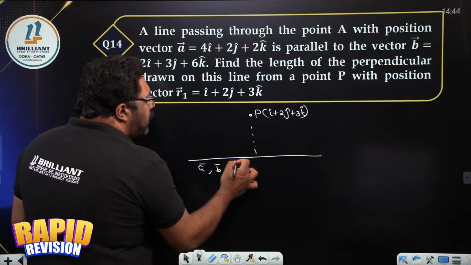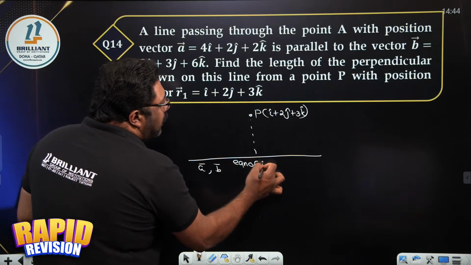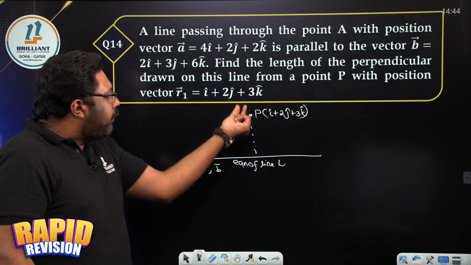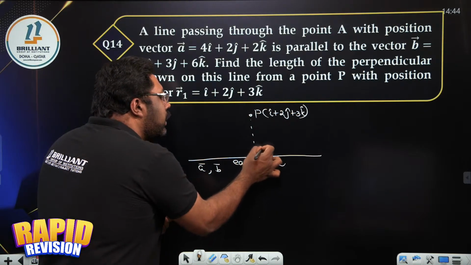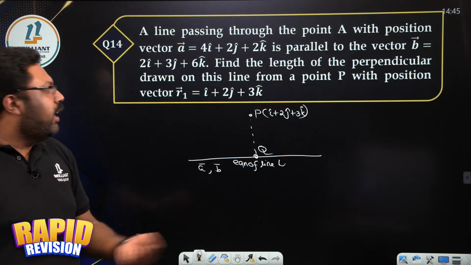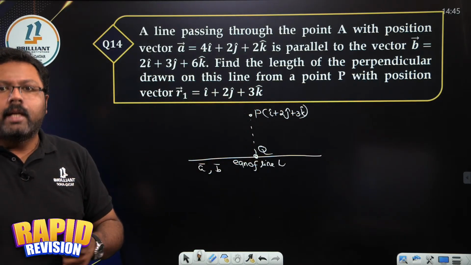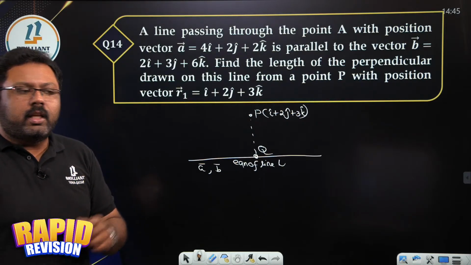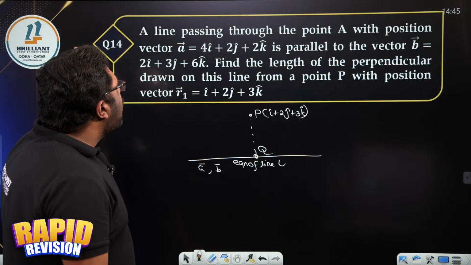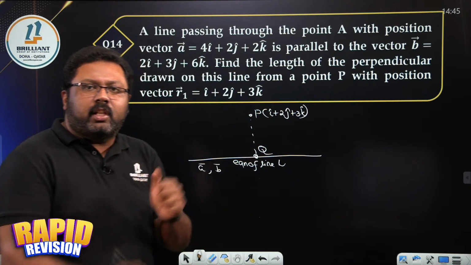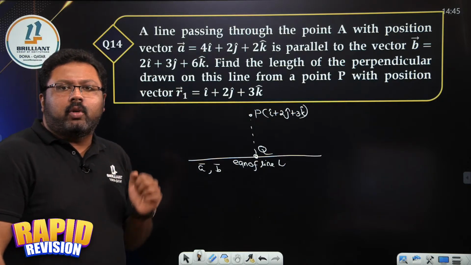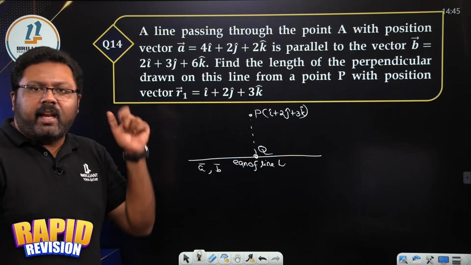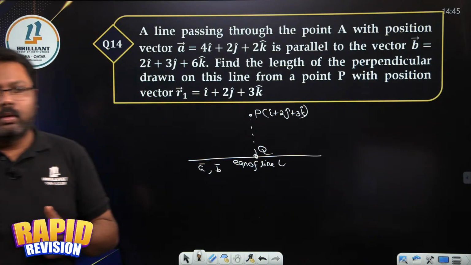So I have the equation of line L. Use that equation of line L to find the foot of the perpendicular Q. That's all. And then find the length of the perpendicular PQ. Same question, they are just modifying how the question is asked. Note this question down. Take a picture of the question if you want to practice at home. Do it. Make sure it's done. Make sure you practice this question also.